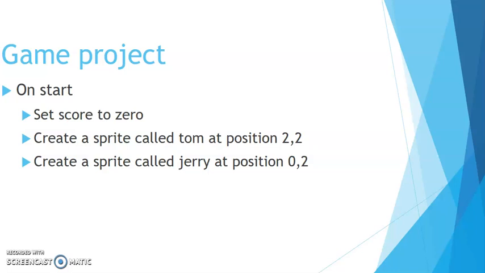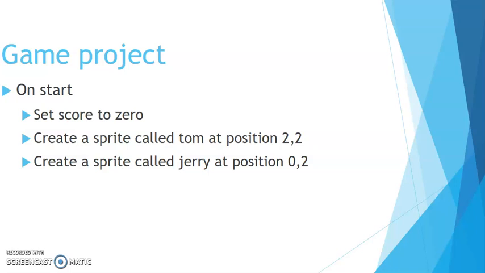So, as with all of these, let's have a look at working through these concepts through a games project. In the on start, we're going to set up our initialization. We're going to set our score to 0, and that just resets the score every time you start the project. We're also going to create 2 sprites. One we're going to call Tom and the other we're going to call Jerry. And again, you can call them anything you want.